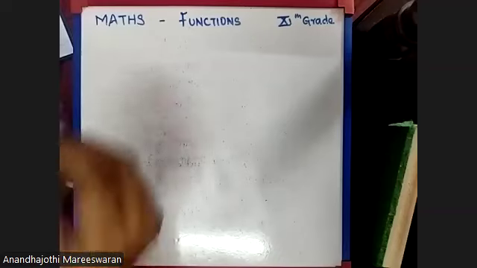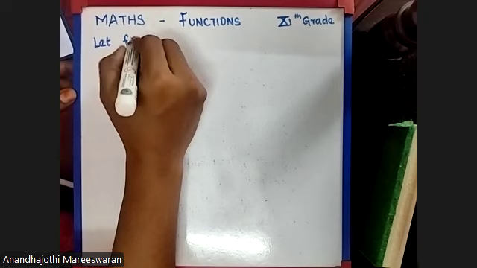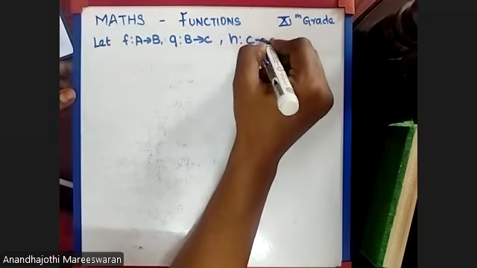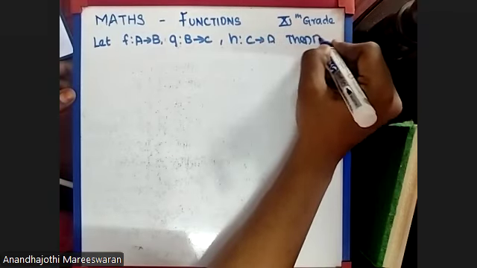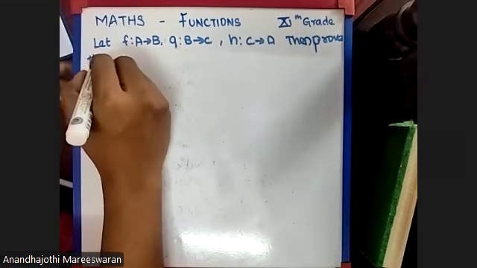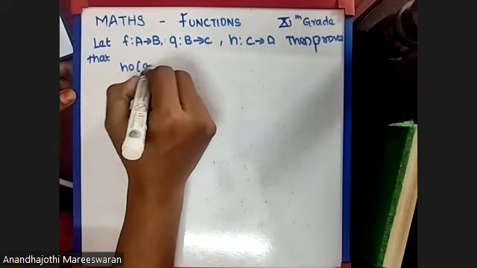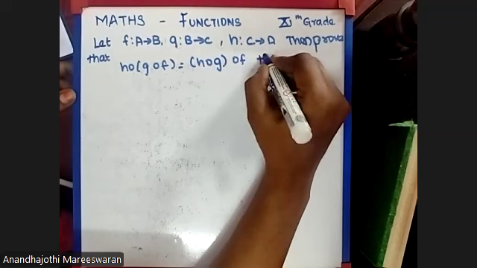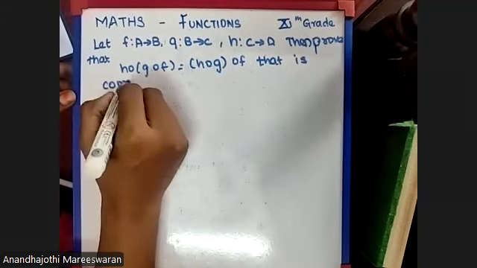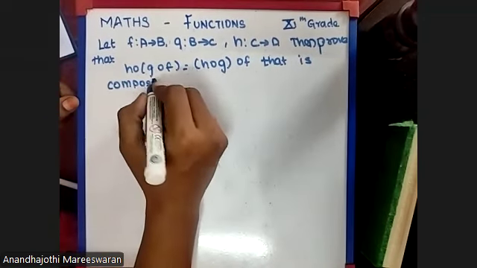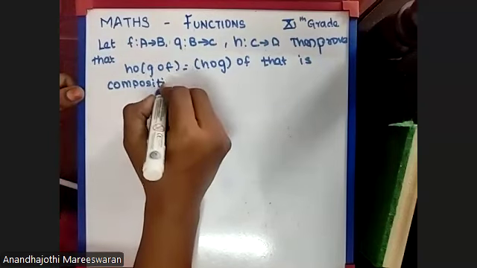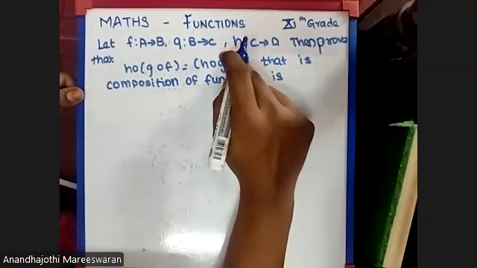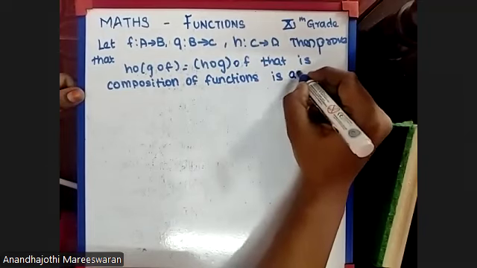Yes, of course. The next sum is: let F map A to B, G map B to C, and H map C to D. Then prove that H circle G circle F equals H circle G circle F. That is, composition of functions is associative.